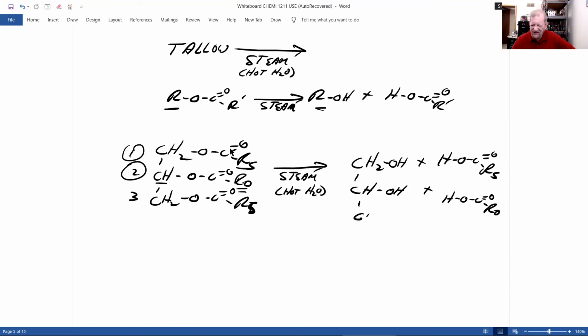And finally, the last ester, I'll get the last alcohol, and I get glycerin. And again, here's this. This is an S. I'll get stearic acid again. If you want, you can put a 2 there. You don't have to. So again, you get glycerin, oleic acid, and stearic acid.